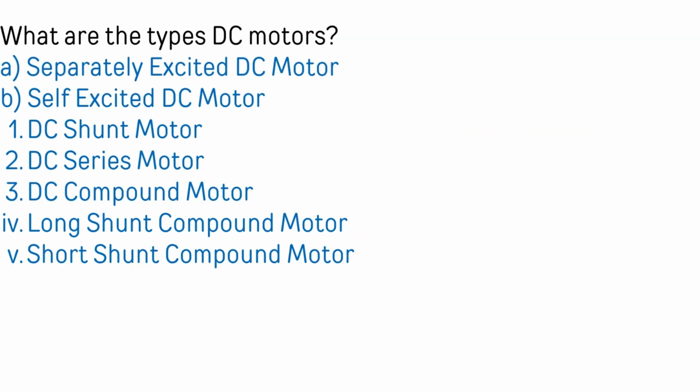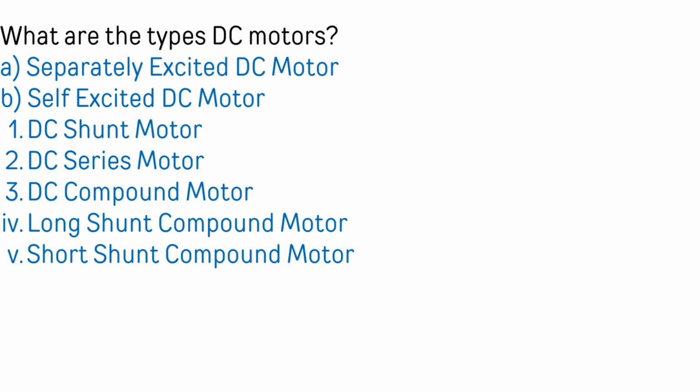What are the different types of DC motors? DC motors are firstly classified into two types: separately excited DC motor and self-excited DC motor. Again, self-excited DC motors are classified into three types: DC shunt motor, DC series motor, and DC compound motor. Again, DC compound motors are classified into two types: long shunt compound motor and short shunt compound motor.